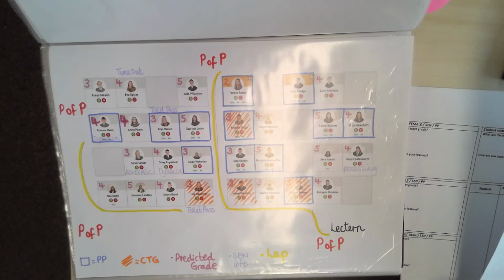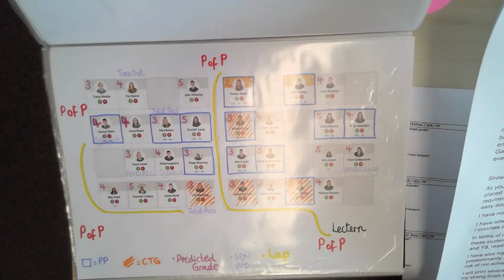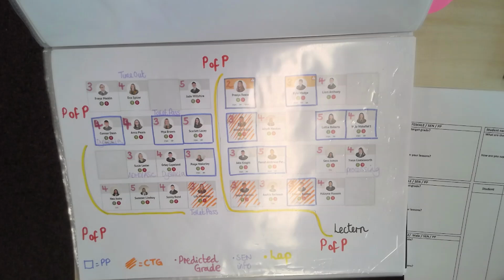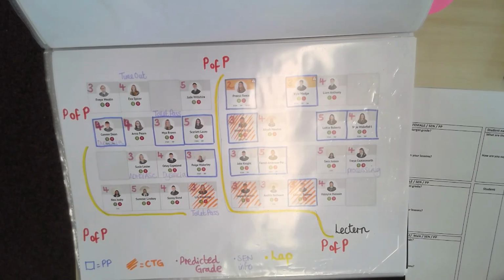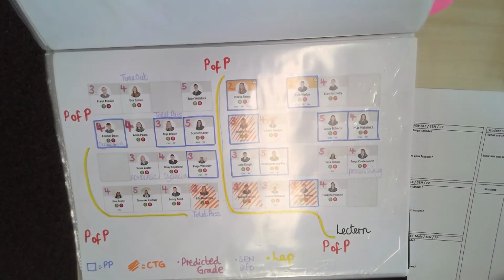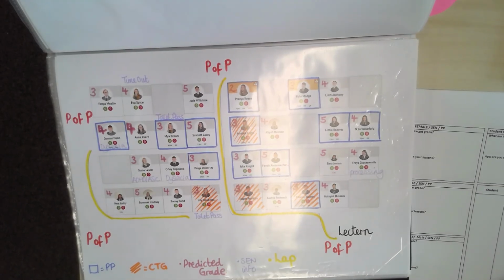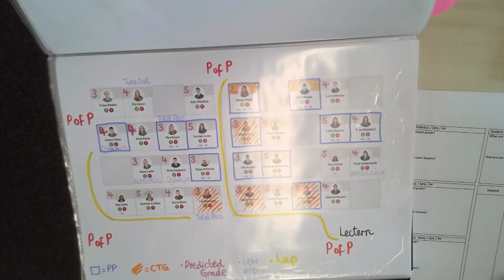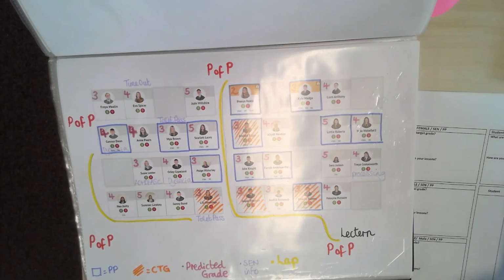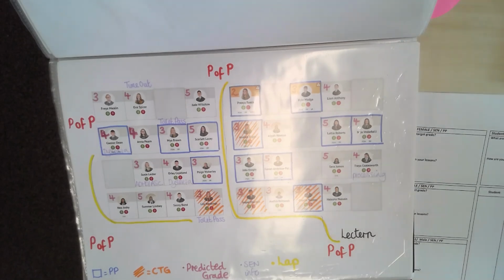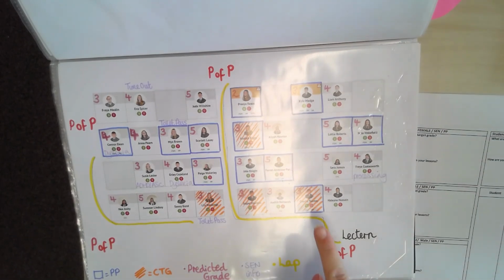In terms of data, I have chosen to include the most recent predicted grades that I gave these students at the end of Year 10. You could use scaled scores in Year 7 and Year 8, you could use reading age data, predicted grades, or target grades. I have also highlighted my 4 Closing the Gap students.